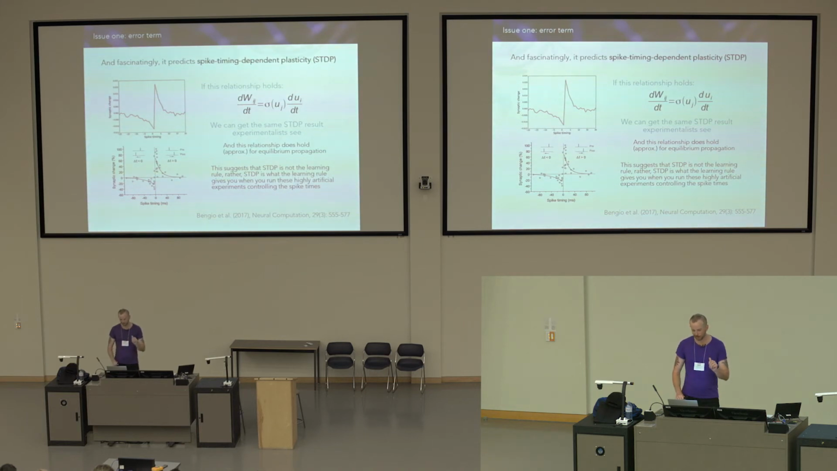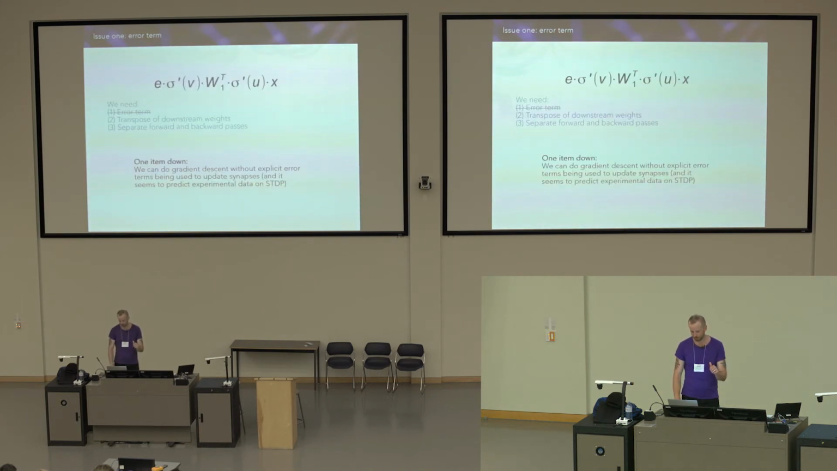Okay, so that is the error term. It's not as much of a problem as we thought. We can do gradient descent without explicitly passing around error terms in the brain. And it seems to, in fact, predict the experimental data we've seen on STDP.